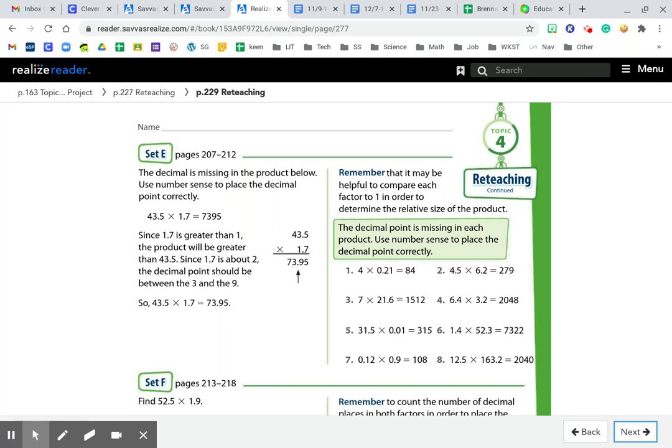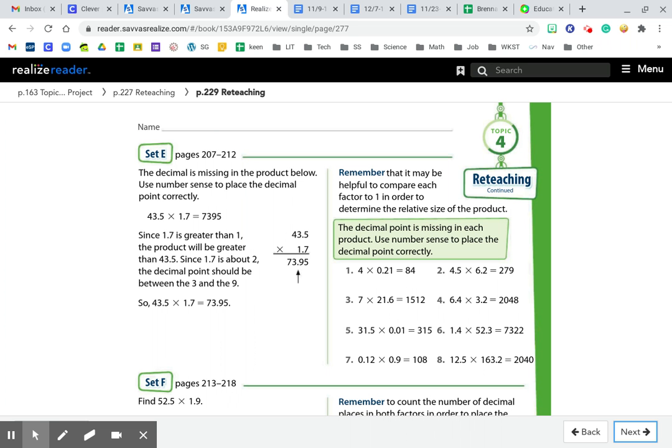All right, here's continuing our reteaching, set E, F, and G. We are on page 229. Remember that it may be helpful to compare each factor to 1 in order to determine the relative size of the product. So we're going to try to place the missing decimal point in the correct area.